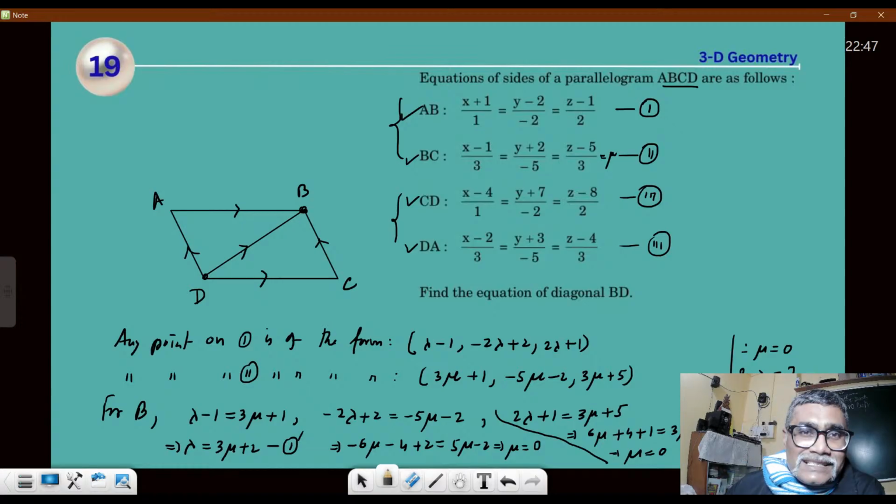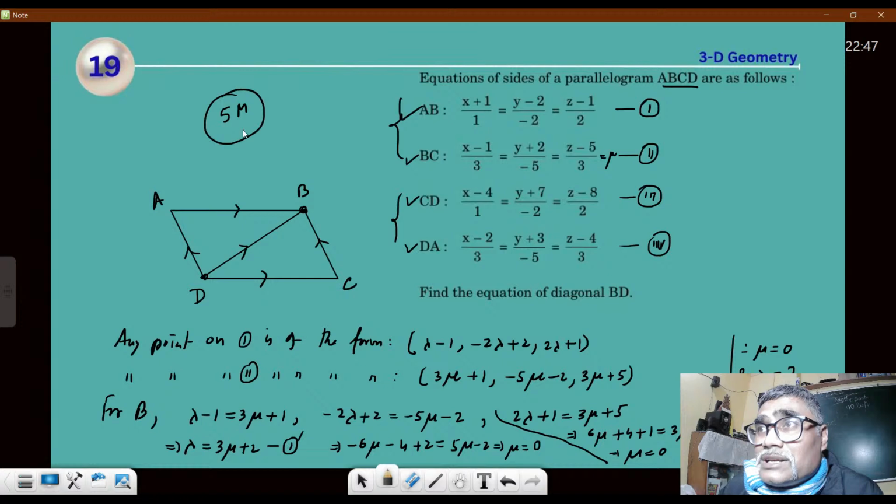Now apply the exact similar process for AD and BC, that is line 3 and line 4, to find the point D. And then if you get two points, you can really think about the equation of the diagonal. This is also a bigger problem, and I remember this is a problem of 5 marks, right? So obviously, because you have to solve it.